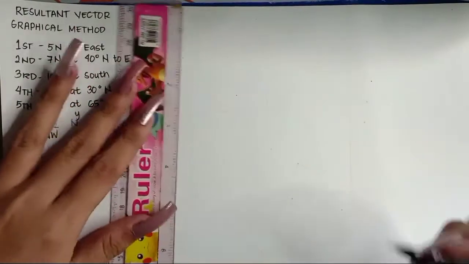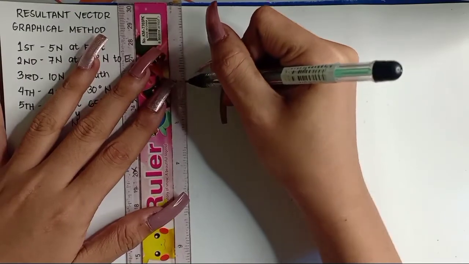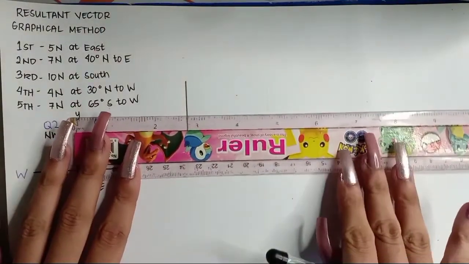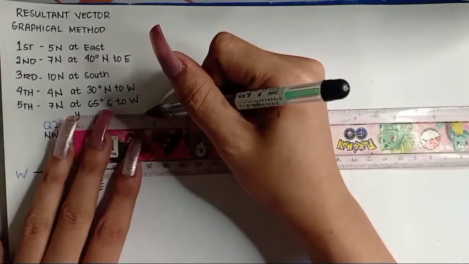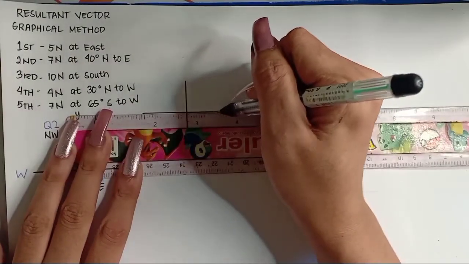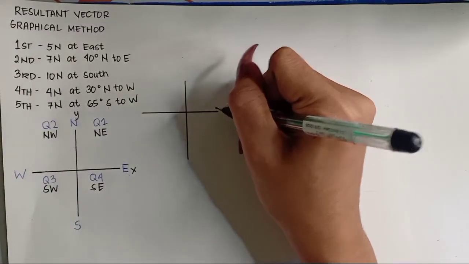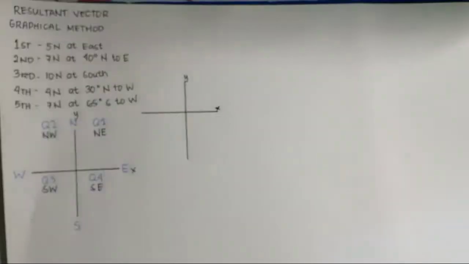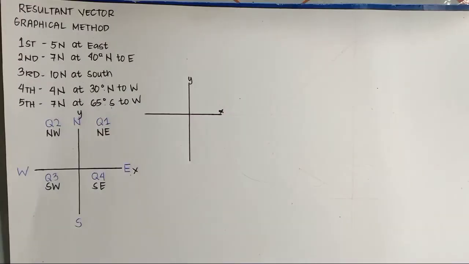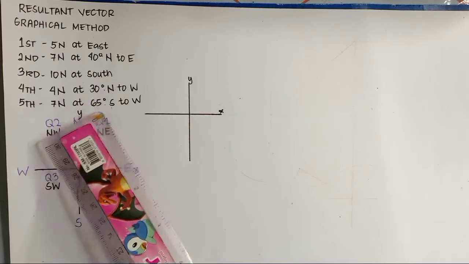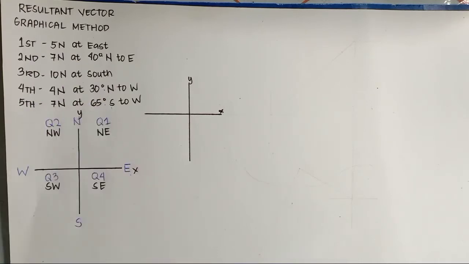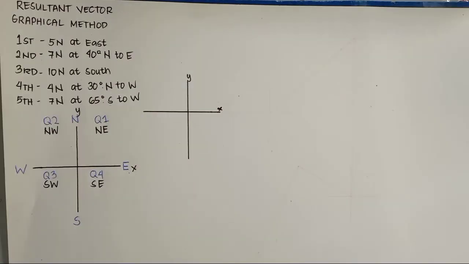First is we're going to make a Cartesian plane. This is going to be our x-axis and y-axis. But before that, as you can see, there is written 40 degree, 30 degree, and 65 degree. Those are reference angles. First thing to do is graph the first vector, which is 5 Newton at east.